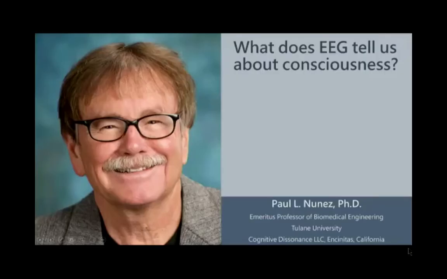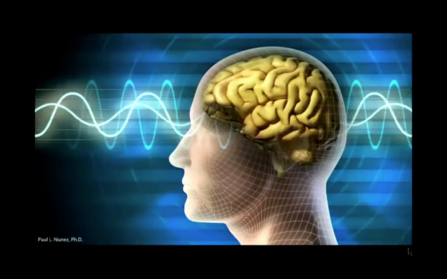Okay, greetings. Here we go. I am Paul Nunez, currently located in Southern California, where I started my neuroscience career at UCSD many years ago. The title of this talk is, What Does EEG Tell Us About Consciousness? The brain produces electric fields which are perhaps 10,000 times smaller than the potentials from a AA battery. The brain also produces magnetic fields which are many orders of magnitude smaller than the Earth's magnetic field.